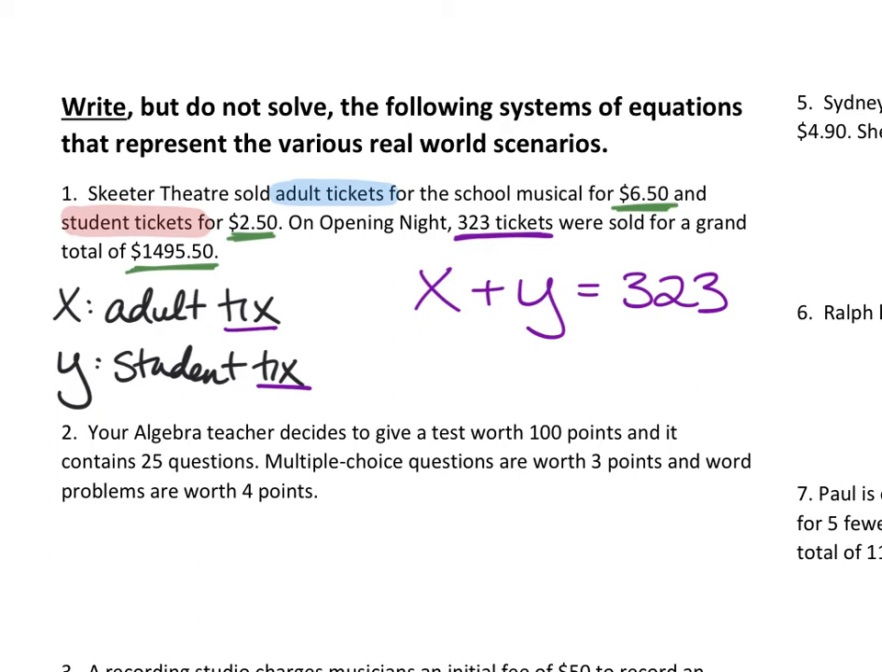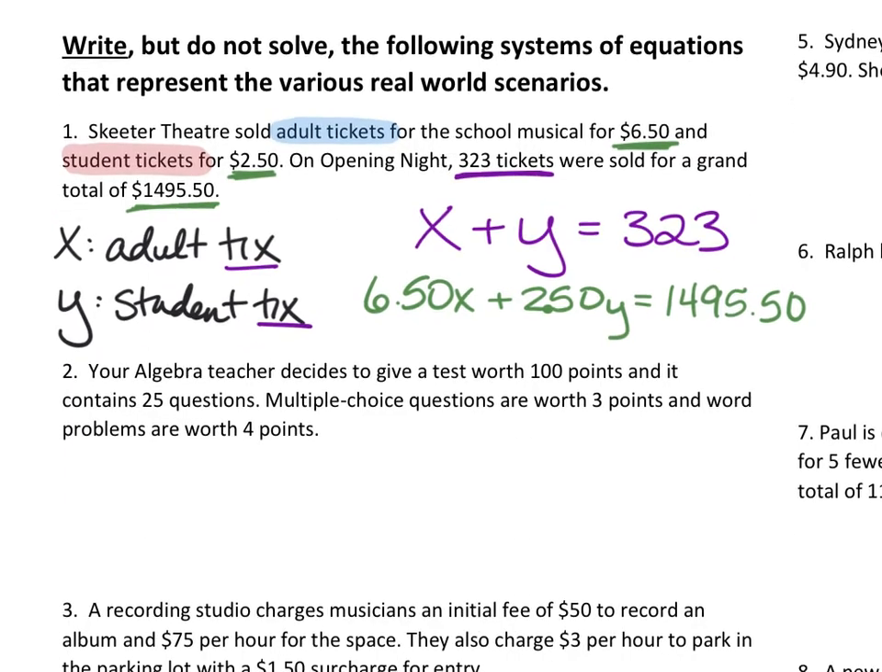If I take all the dollar amounts, knowing that the $6.50 belongs to the adult tickets and the $2.50 belongs to the student tickets, remember, adult, student, when I total all of those up, my total dollar amount is $1,495.50. I have organized that information into an equation. These are standard form. We're just organizing the information together.